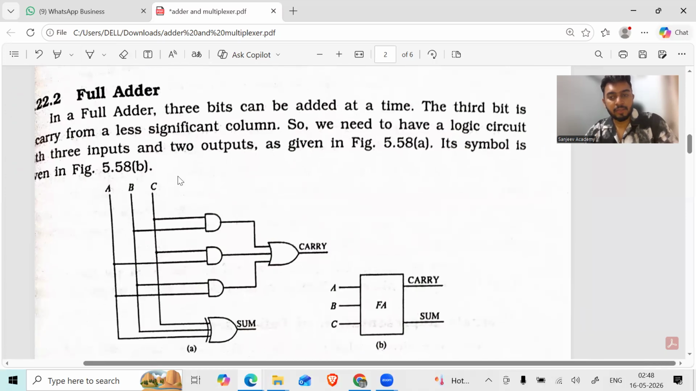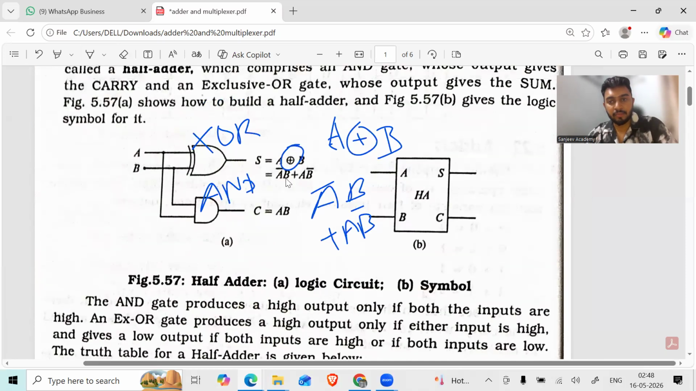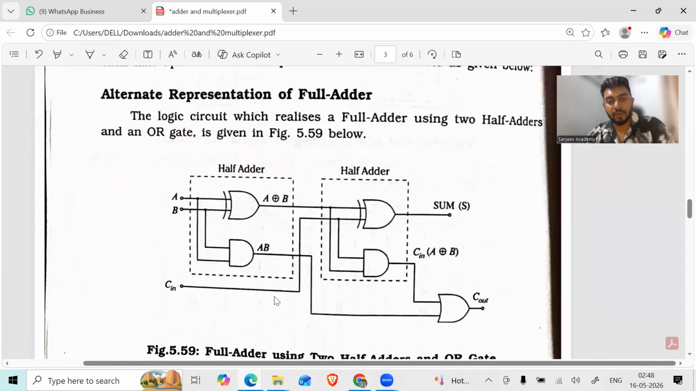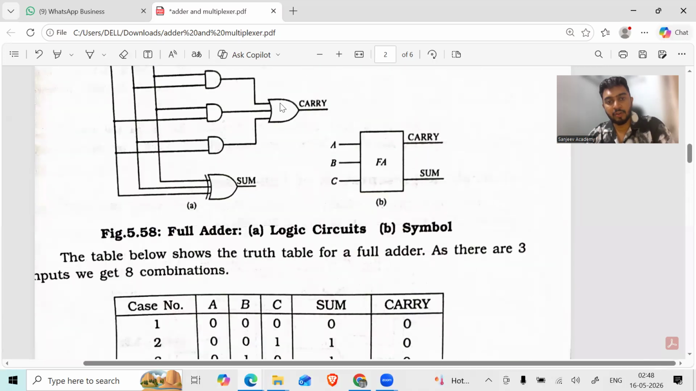Full adder. Sometimes in the question they will ask, construct a full adder using two half adders. So if you studied this diagram, then again you can use the same diagram, two half adders. Or else, if they don't ask anything, I want you to draw this diagram.